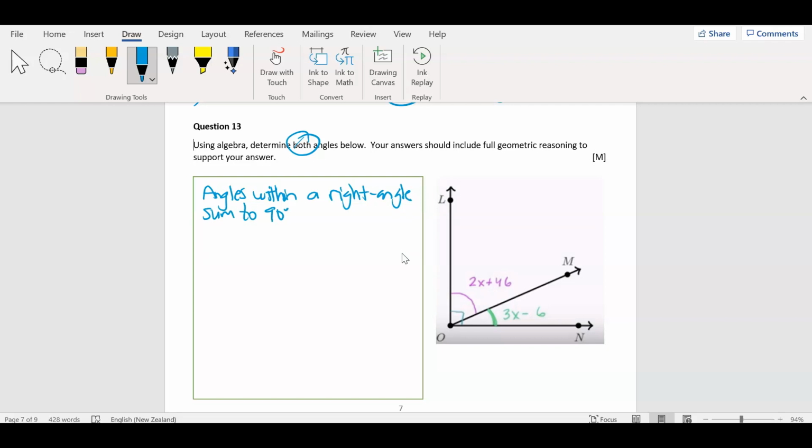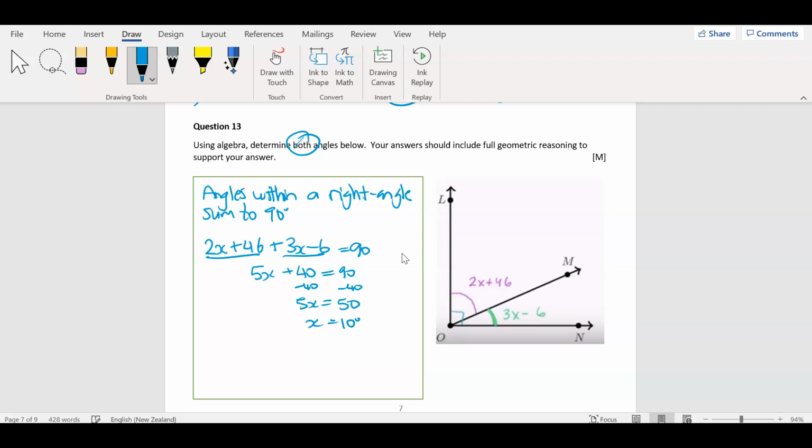In terms of my maths, I know the pink angle is 2x plus 46, and we add on the green angle, 3x minus 6. Both of those angles combined have to go to 90 degrees. I'll get rid of the degree sign. We're then going to use algebra, so it's going to be 5x plus 40 equals 90. We're then going to go minus 40, minus 40. 5x is equal to 50. x is equal to 10 degrees.